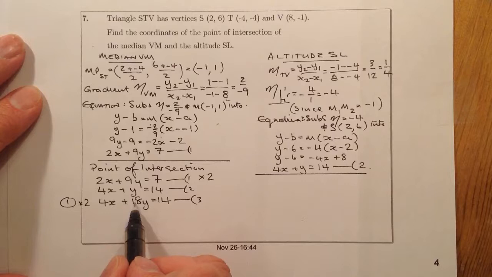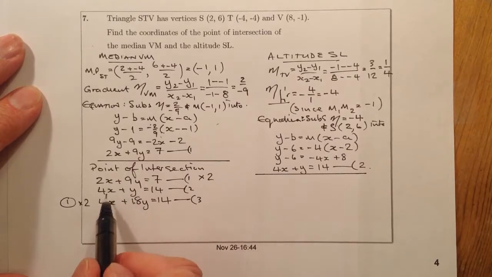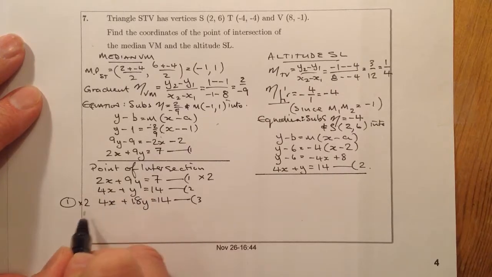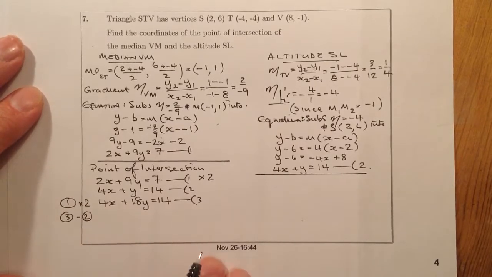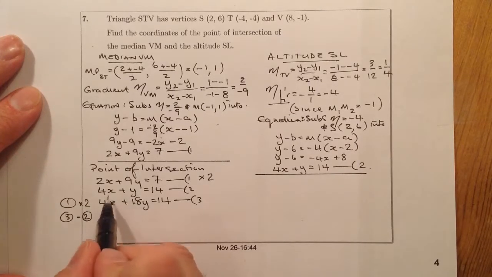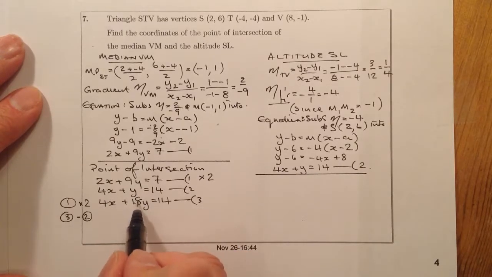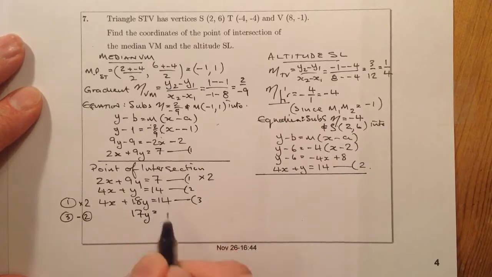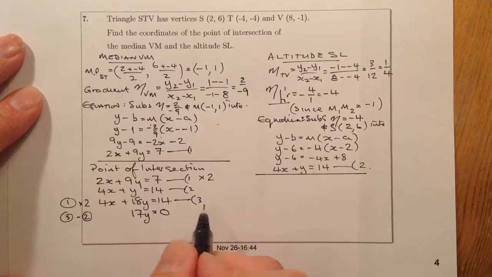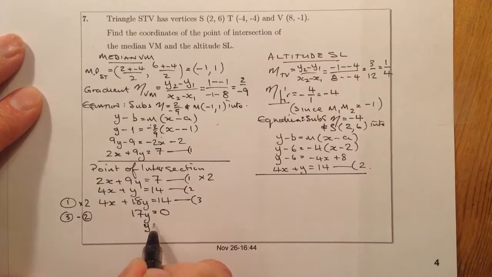So for the two equations here, to eliminate them, because the signs are the same, I'm going to subtract. So I'll start with equation 3 and I'll take equation 2 away from that. 4x take away 4x gives me 0, 18y take away y will give me 17y, and 14 take away 14 gives me 0. From there I know that y equals 0.